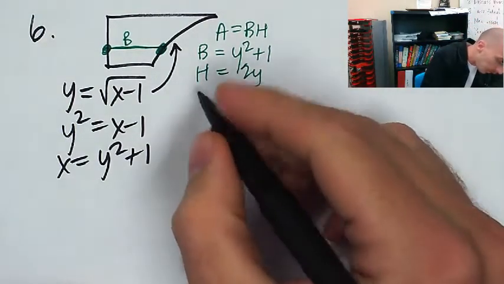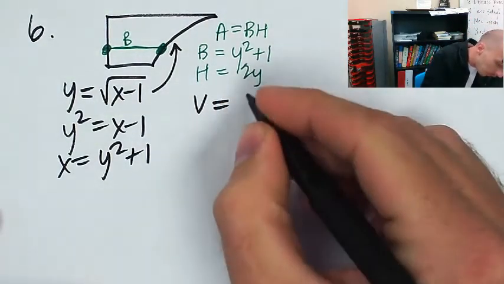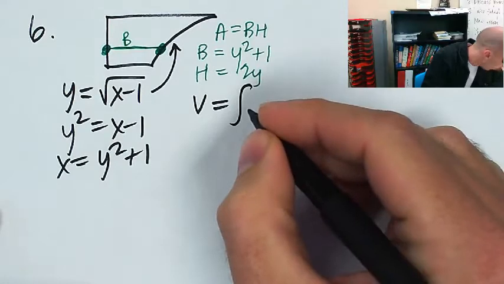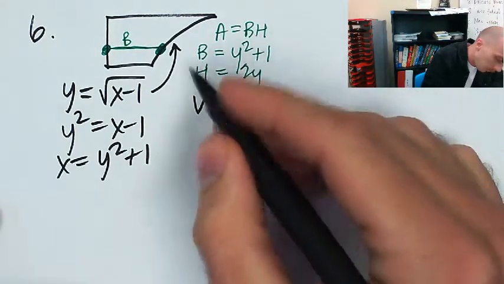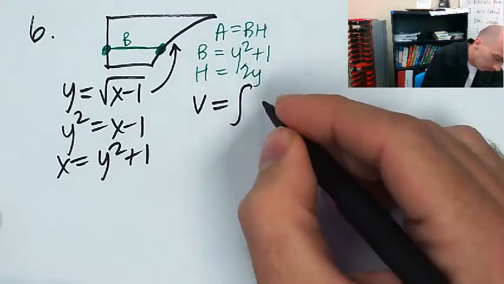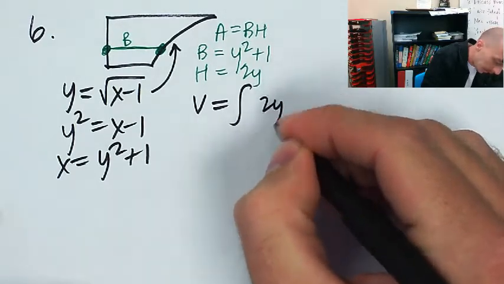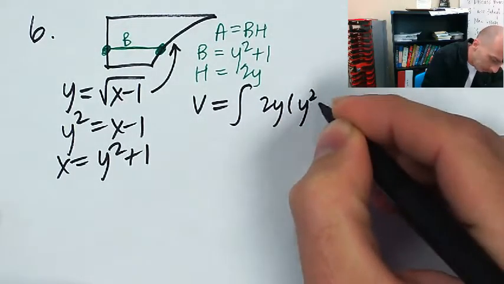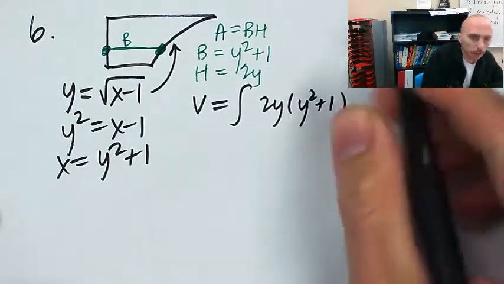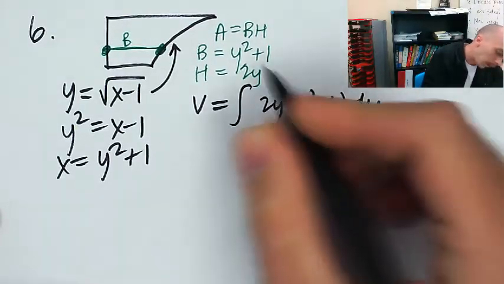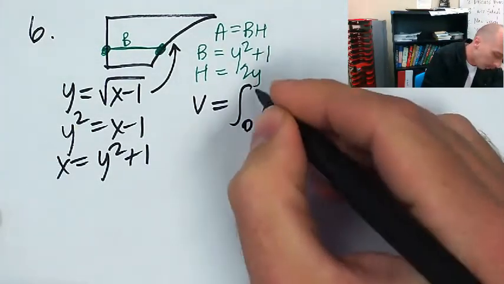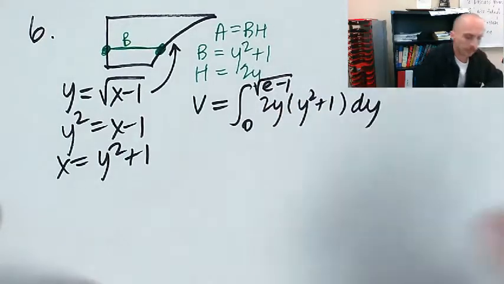So what's going to happen is volume is going to be, in this case, the integral of base times height, because that's the area formula. So base times height. I might do height times base, same thing. It makes it a little easier to distribute. As y goes from 0 up to the square root of e minus 1.